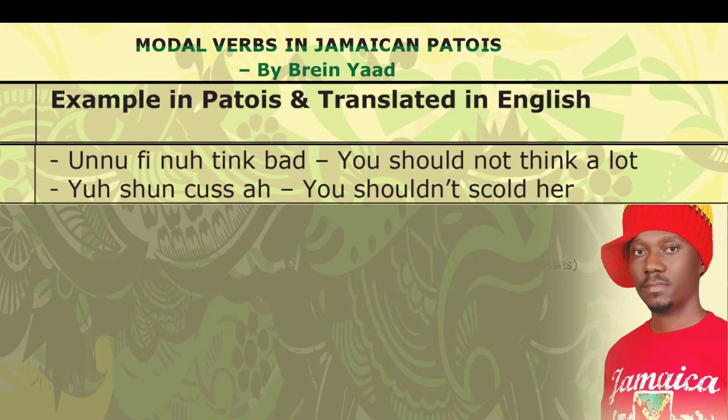It's called scolding. Not insulting, but scolding. To scold somebody is to put them right, correct them using kinda harsh words. So, to scold in Jamaican we say curse or kus. You shouldn't curse her. You should not scold her.